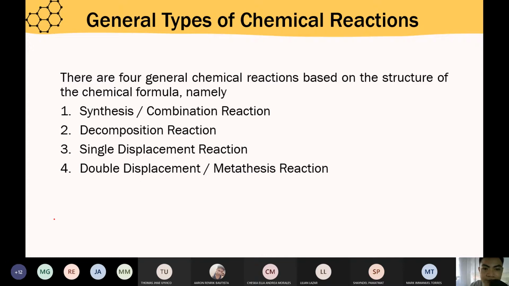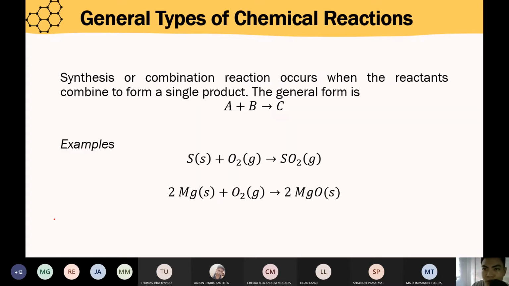So, in high school, we have four general chemical reactions, based on the way our molecules react. We have the synthesis, decomposition, single displacement, and double displacement. Okay? So, according to high school, if it is synthesis, you have two or more reactants, and on the product side, you have just one. Basically, all the atoms of different molecules just combined to form an entirely new molecule. Okay? So here are some examples.